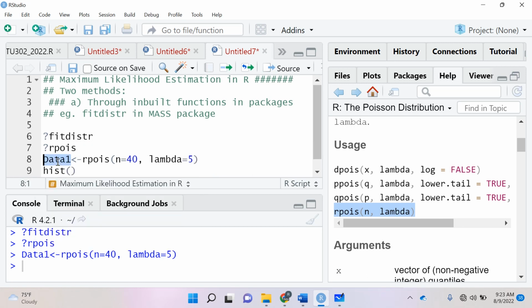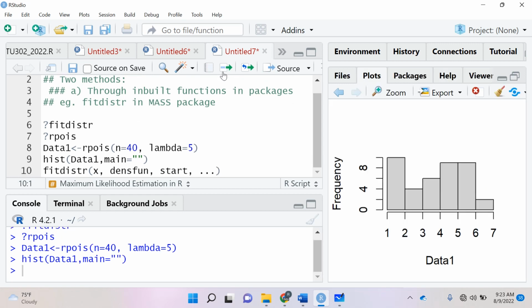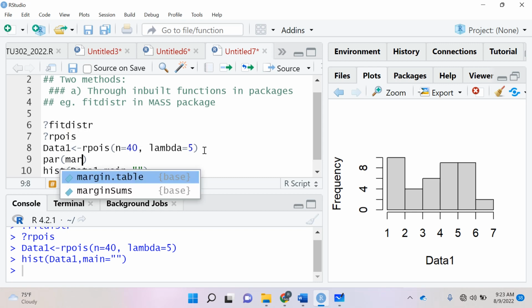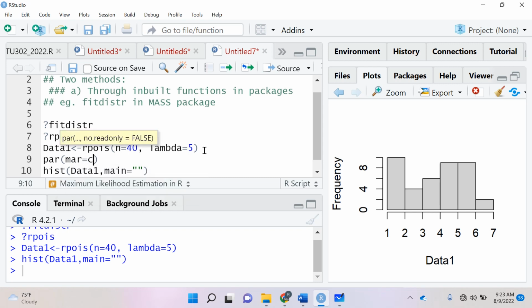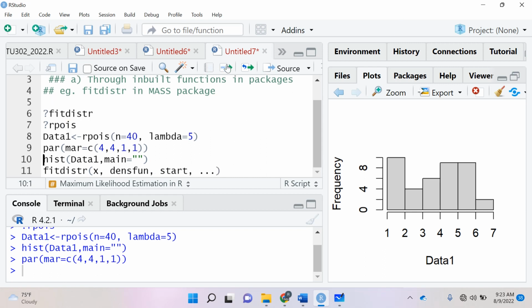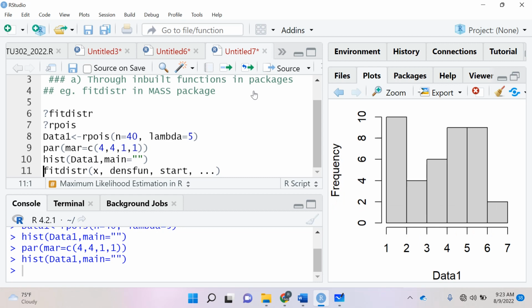I can plot a histogram of this data just to see how it looks, and we get something like that. Of course, I can adjust the margins of the plot to let me see it quite better. Okay, so I'll rerun this and see. There it is. So this is my frequency for this data, right?